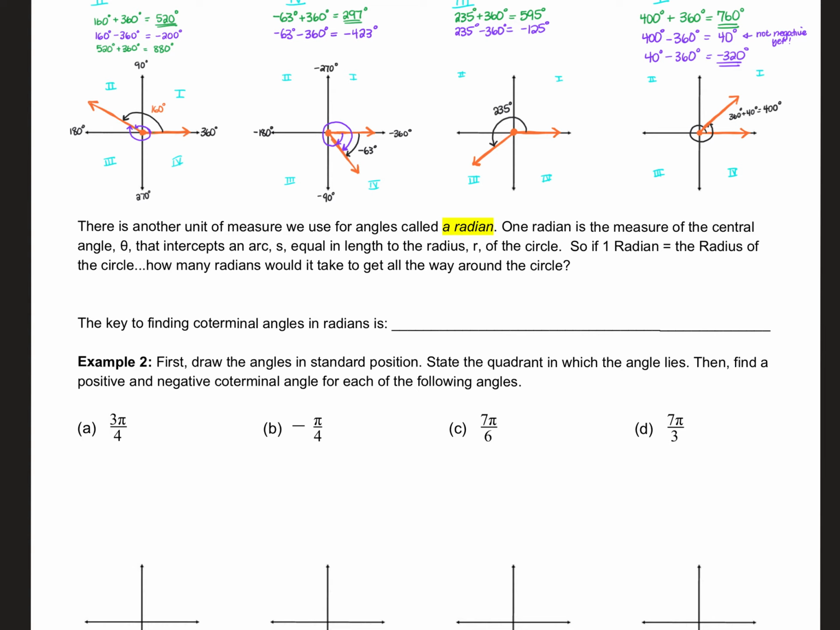So to get completely all the way around the circle, hopefully you figured out that it would take 2 pi radians for one rotation. So instead of 360 degrees, now we're talking about 2 pi radians. Now the key to finding coterminal angles in radians is it's exactly the same as it was up above. It's add or subtract one rotation, but this time our rotation is 2 pi. So we're either going to add or subtract 2 pi.